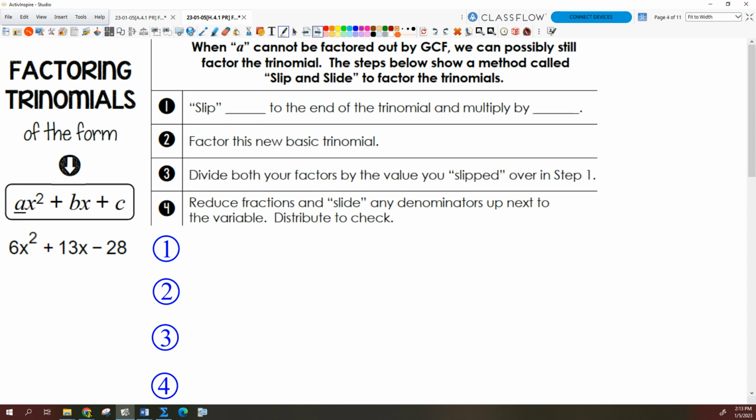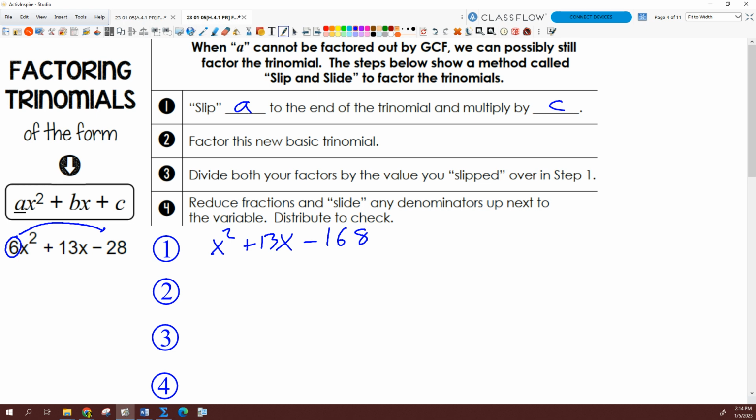If you're going to use slip and slide, you're always going to slip a to the end and multiply it by c. So step 1 is we're going to multiply a times c. We're going to get 6 times negative 28. And that's going to give us a basic trinomial. So that's going to give us x squared plus 13x minus 168.